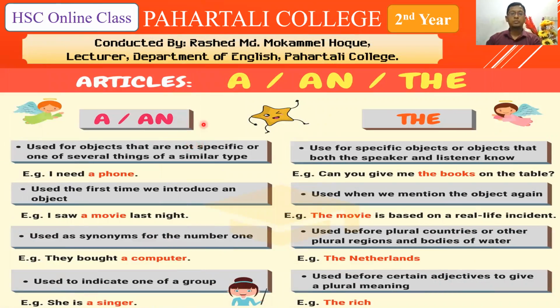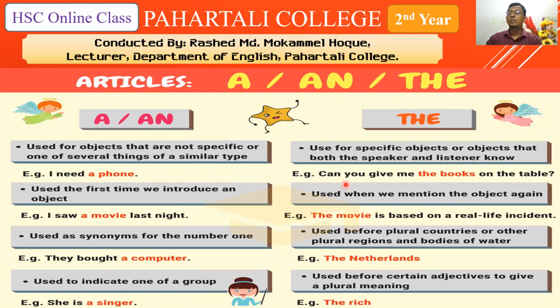Okay, here are some rules for "a" and "the", more for you. Where will "a" and "an" be used? There is a difference. For example, "a" is used for objects that are not specific, or one of several things of a similar type. There may be several things of a similar type and it is not specific. For example, I need a phone. There are many phones and you say I need a phone and you didn't mention what type of phone you want.